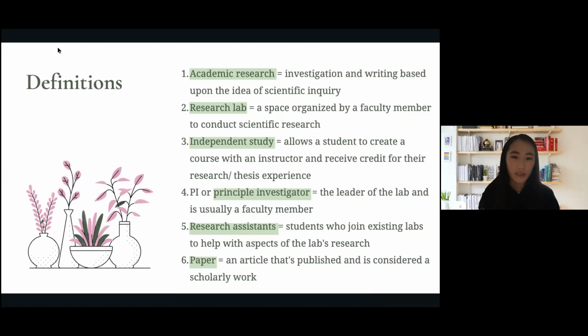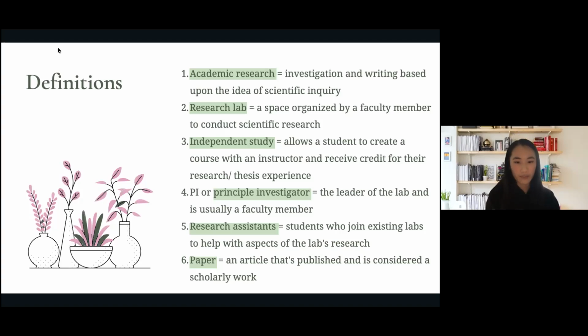So fourthly, we have principal investigator, and for shorthand, you can call it PI. This is the leader of the lab and is usually a faculty member. And number 5 is research assistant. That's kind of my role as the undergraduate research assistant in the lab. We're students who join existing labs to help with aspects of the lab's research.